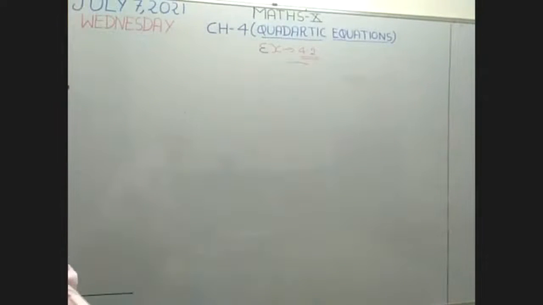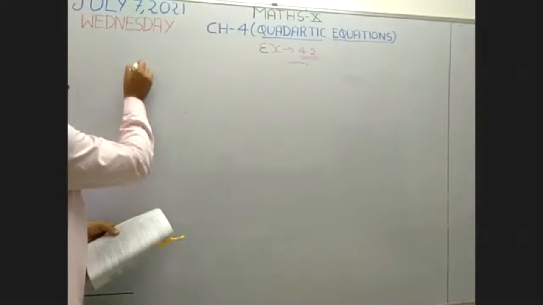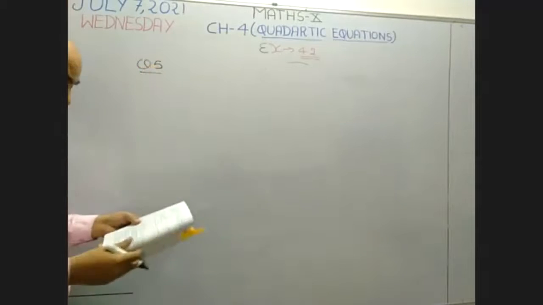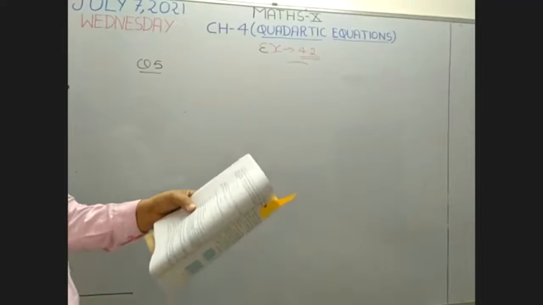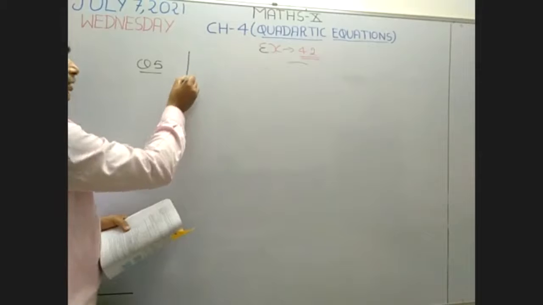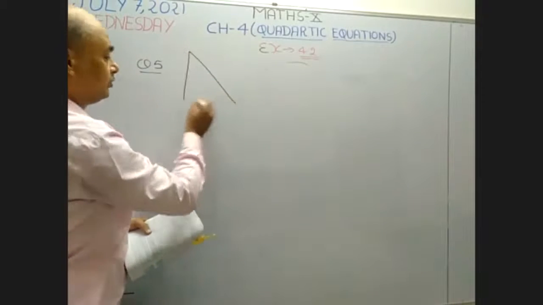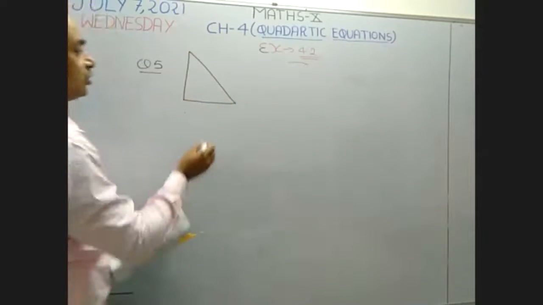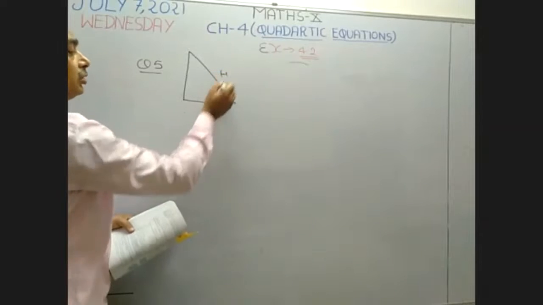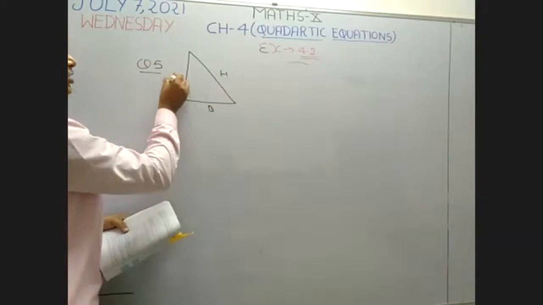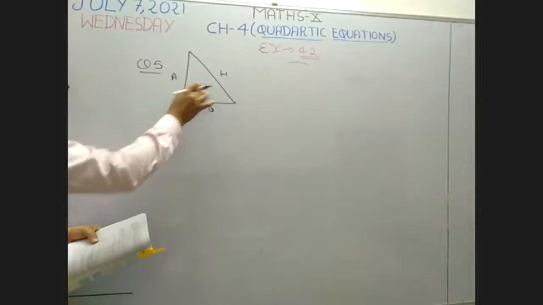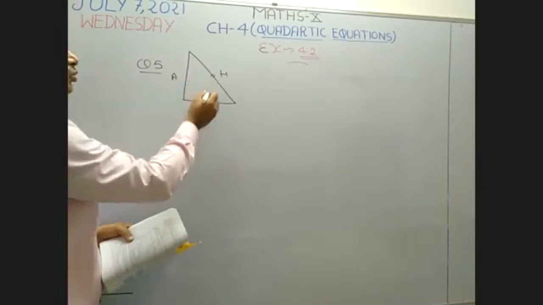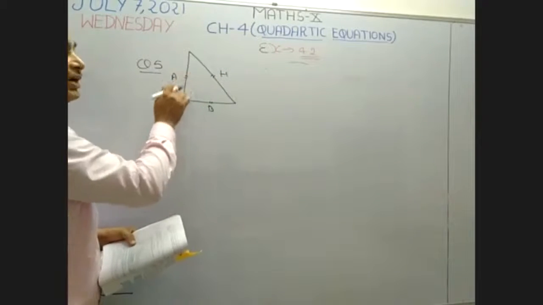Read the statement of question number 5 carefully. What is given? The altitude of a right triangle. A right angle is given. Draw the right angle first. As you know, the sides of the right triangle are these three. This one is known as the hypotenuse, this is the base of the triangle, and this is the altitude of the triangle.